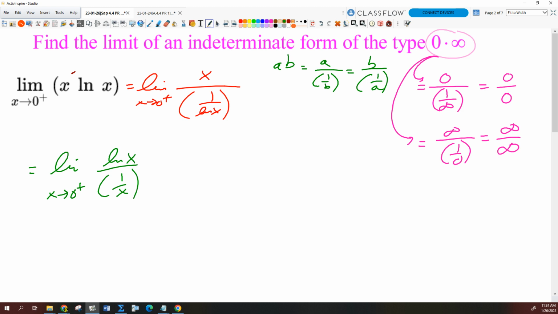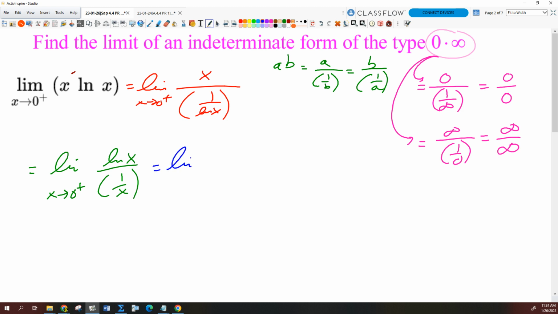And it is indeterminate. What is the form that this matches? If I evaluate this, the log of 0 plus, everybody, is what? Negative infinity based on our graph, right? 1 over 0 plus is infinity. So I'm getting infinite over infinite here. So that does match, we verified that L'Hopital's rule does apply, right? So let's differentiate.